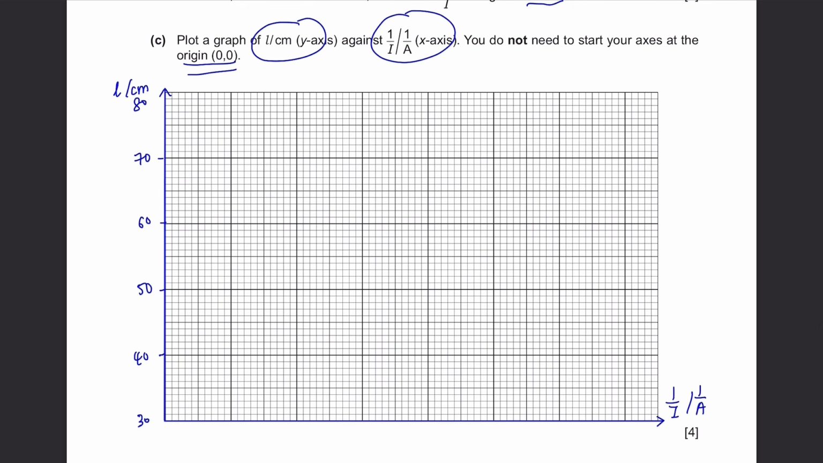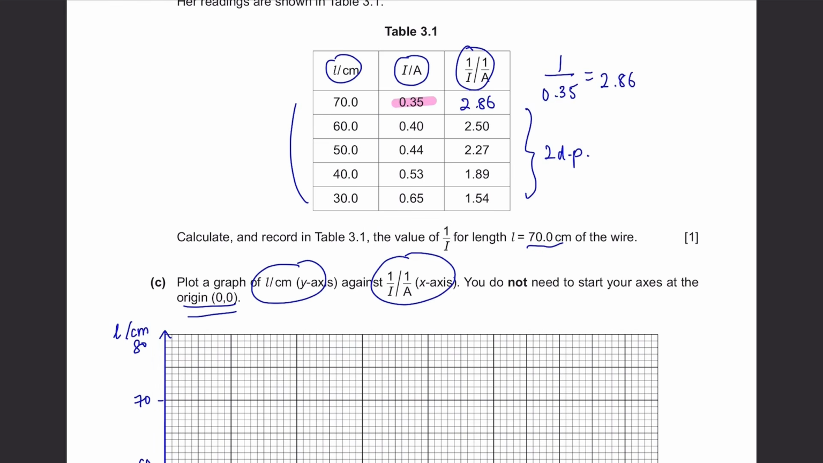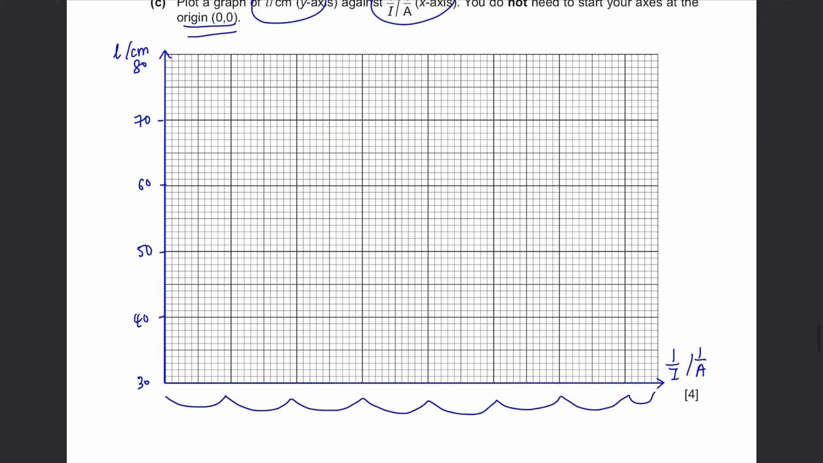Then for the x-axis, we have 7 and a half big squares. The range is from 1.54 to 2.86. So if you do some calculations, you can figure out that it can actually start from 1.4, then go on to 1.6, 1.8, so increasing by 0.2 every time.